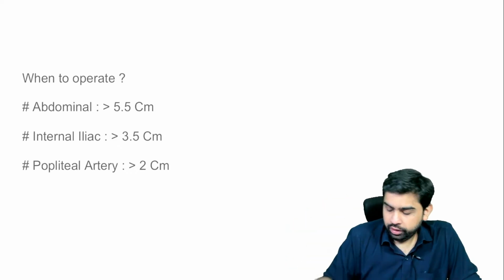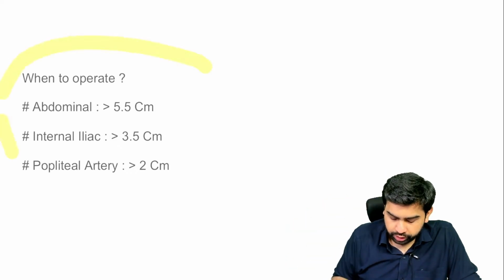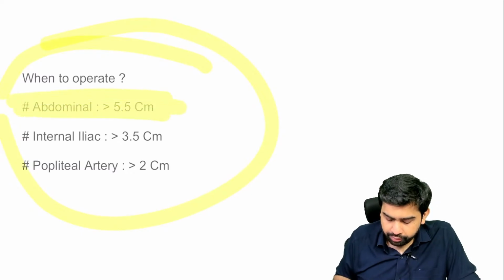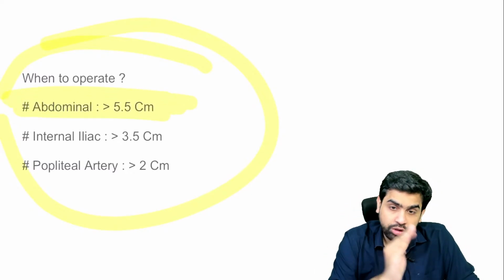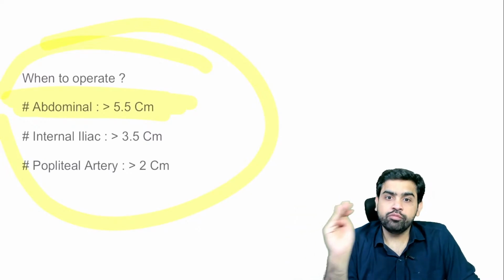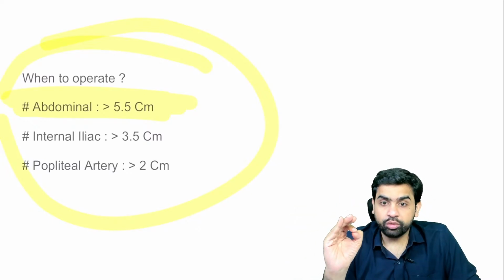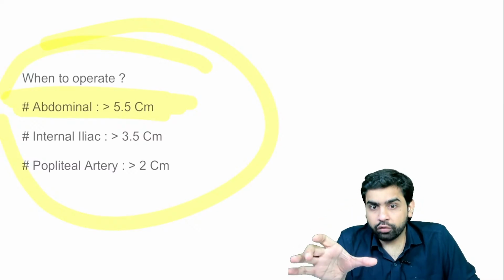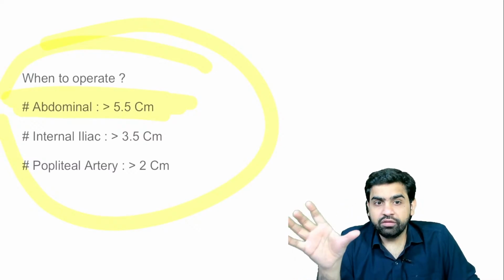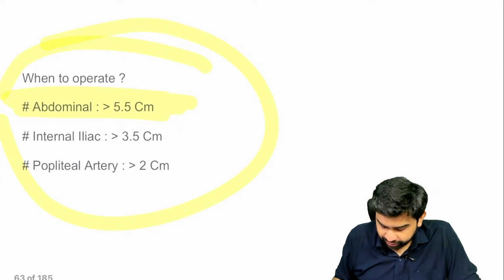Now we will talk about this. When do you operate? Just remember, abdominal aortic aneurysms are operated if the size of the aneurysm goes beyond 5.5 centimeters. Please remember that. Abdominal aortic aneurysms are operated if the diameter of the aneurysm is more than 5.5 centimeters. Very, very important over here.